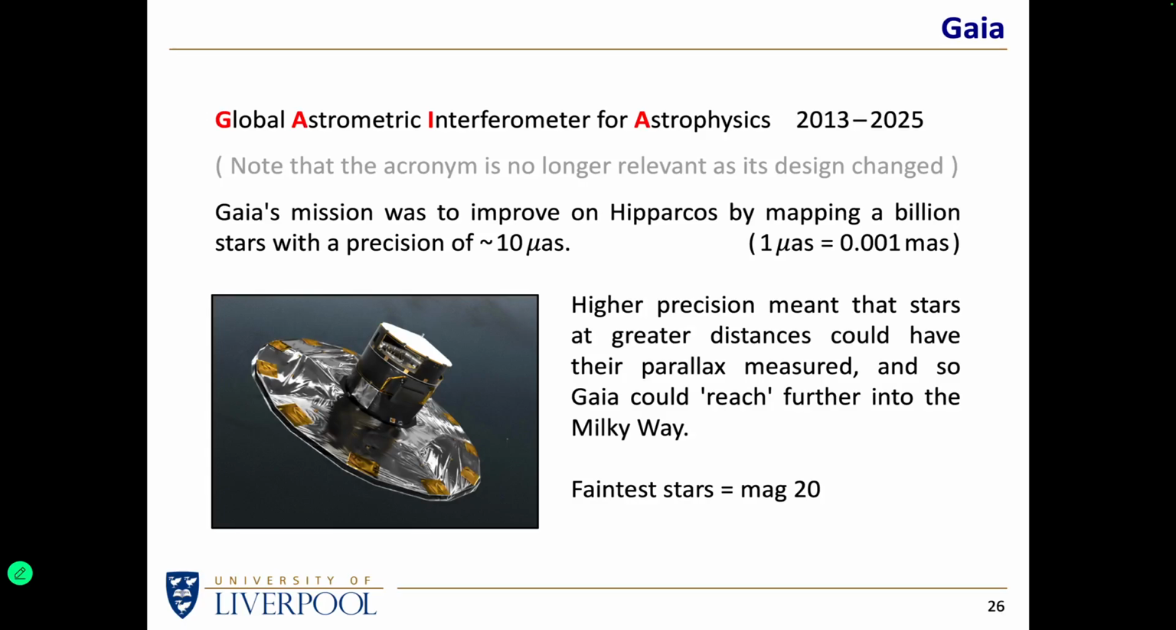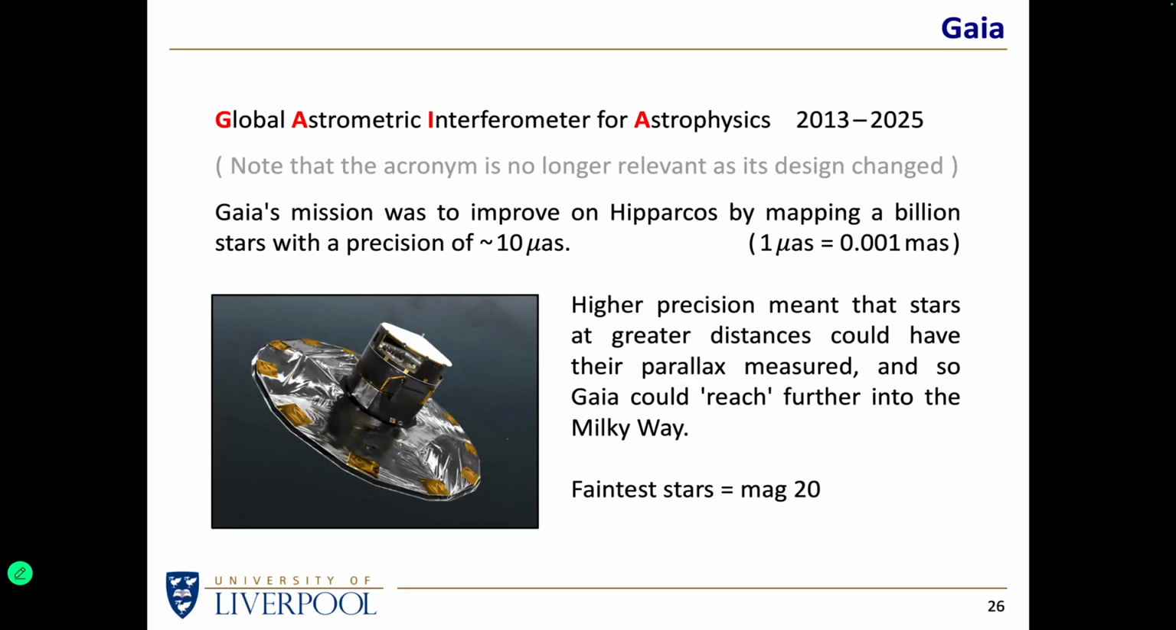The higher precision of Gaia compared to Hipparchus meant that you could measure parallax at much greater distances. Remember the parallax angle and the parallax triangle. The greater the distance with a given baseline, the smaller the parallax angles. So with greater precision, you can effectively measure distances further out into the Milky Way. So the Gaia reach, if you like, would be much larger than that of Hipparchus. Not only that, it was also able to measure much fainter stars, not down to magnitude 12, but all the way down to something like magnitude 20.